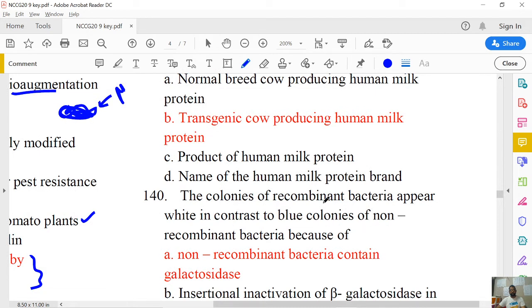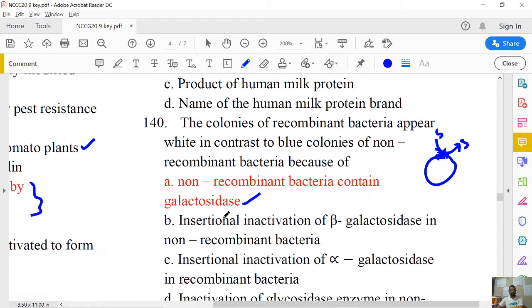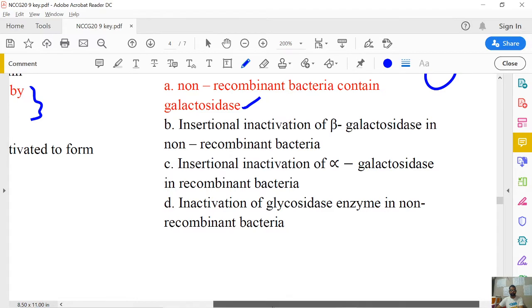So this is again that pUC vector. If this is the lacZ gene, in this lacZ gene, if the insert is present, the desired gene is present, then the lacZ will be inactivated. Therefore, when a colorless substrate is added, it is not converted into a colorful product. So the recombinant is not able to convert the colorless substrate into colorful products. So non-recombinant bacteria contain beta-galactosidase is the answer. Remaining options will be entirely different. So the answer is A.